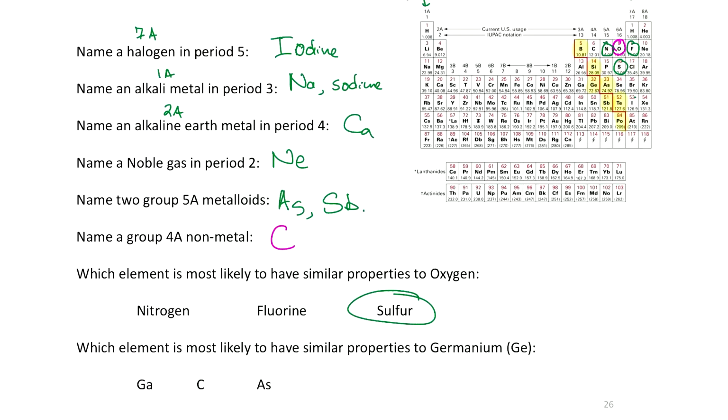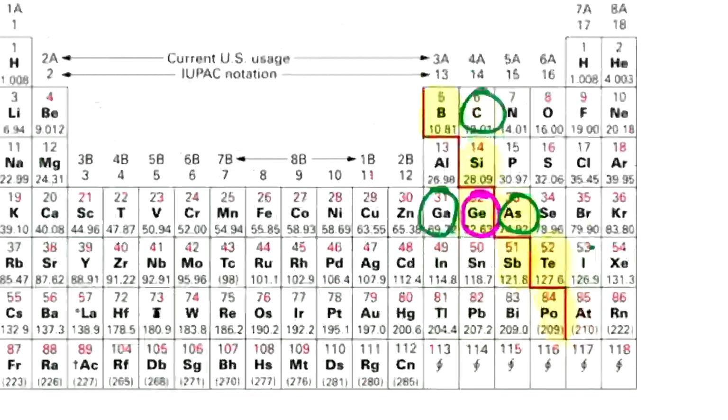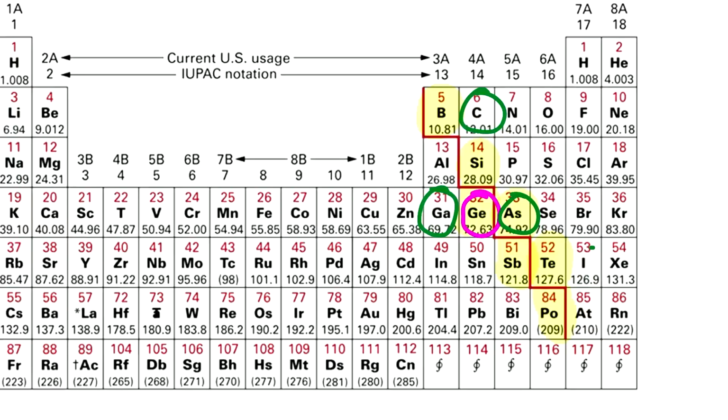All right, which element is most likely to have similar properties to germanium? So let's highlight germanium, it's right here. So germanium's there, and what are our options? Gallium, carbon, or arsenic? Which one will have more similar properties to germanium? Carbon, we think carbon. You might think carbon because germanium and carbon are in the same group, the same column, but what's the problem with carbon? What kind of element is carbon? Non-metal. What kind of element is germanium? A semi-metal, yeah, it's one of the highlighted ones.